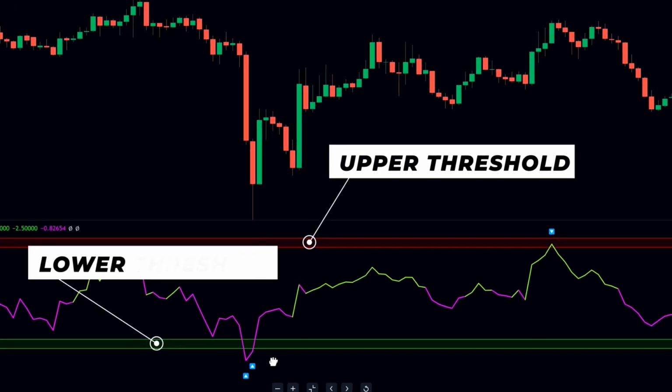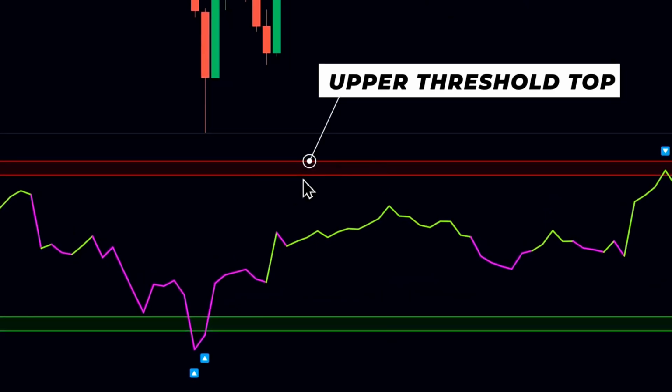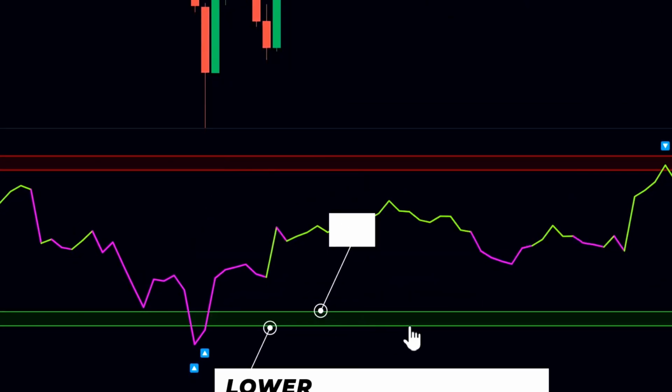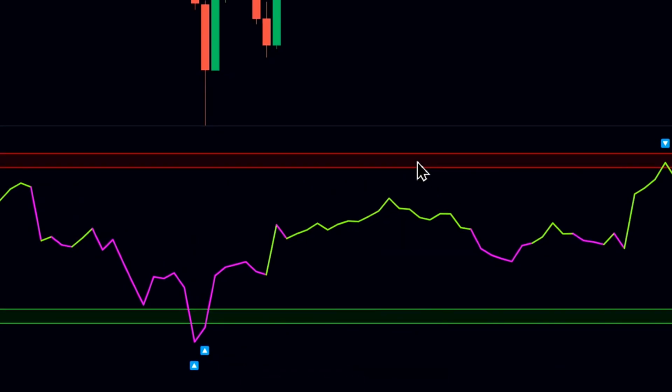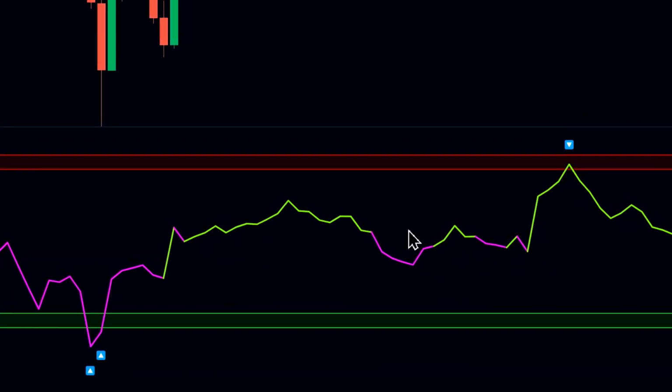Next are the upper and lower thresholds, each consisting of two levels: the upper threshold top and bottom, and the lower threshold top and bottom. These levels help indicate whether the market is overextended. The indicator generates buy and sell signals based on these thresholds.